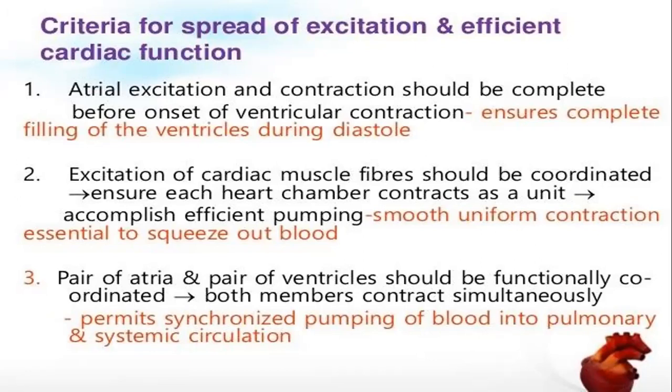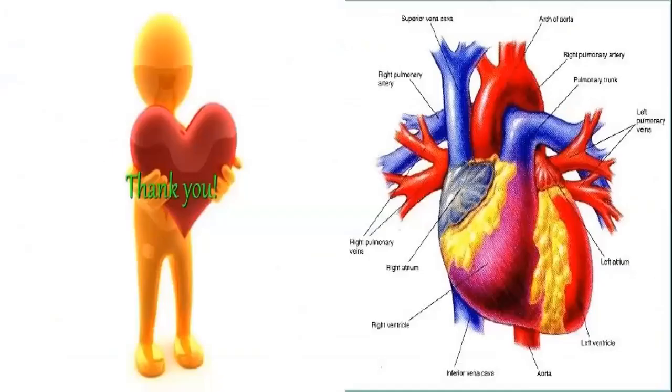The pair of atria and the ventricles function coordinately as a ventricular syncytium and as an atrial syncytium. So what happens? This permits synchronized pumping of blood into the pulmonary as well as the systemic circulation.